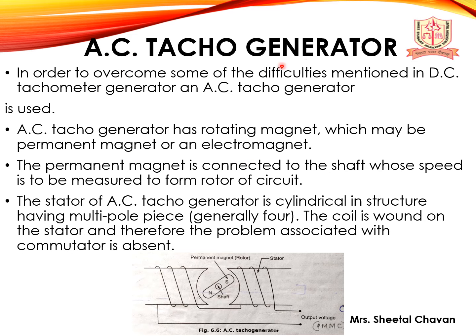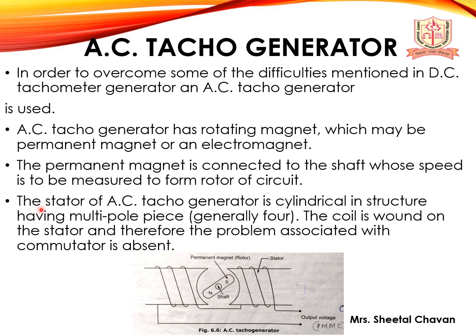Now let's see AC tacho generator. In order to overcome some of the difficulties mentioned in DC tachometer generator, an AC tachometer generator is used. An AC tacho generator has a rotating magnet which may be a permanent magnet or an electromagnet. So this is the permanent magnet. Now the permanent magnet is connected to the shaft whose speed is to be measured to form the rotor of the circuit. So here is the shaft placed.